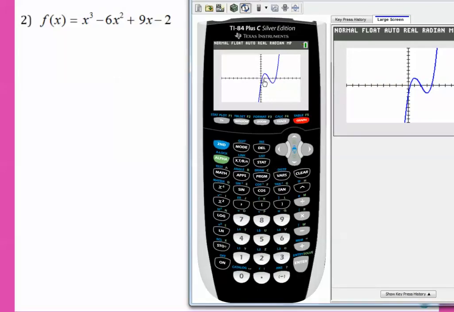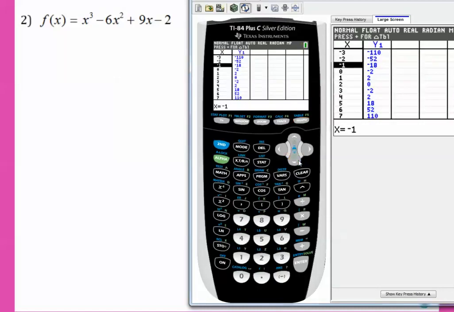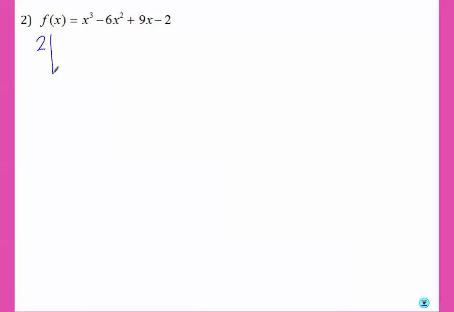So this one's a little harder to see where it crosses. It does cross 3 times, so all of our roots are going to be real. If we go to our table to help us see where the y value is 0. So we're going to use 2 is our rational root. That's going to go outside our synthetic division. Bring down the 1. 1 times 2 is 2. Add, we get -4. Multiply, we get -8. Add, we get 1. Multiply, we get 2. And we get a remainder of 0.